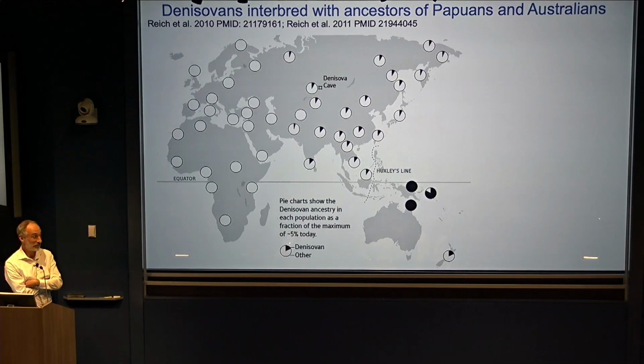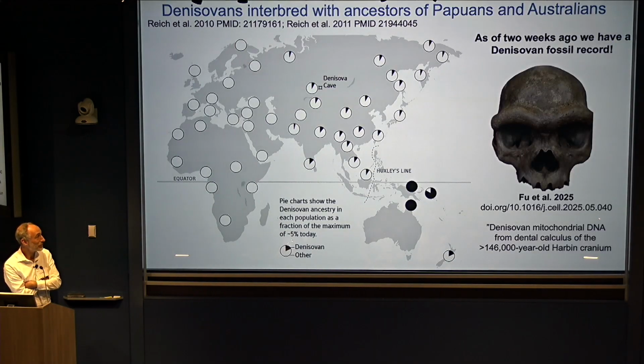Here's the proportion of this Denisovan ancestry throughout the Old World. You see there's very little of it in Europe or in Africa, but if this full circle represents 3 to 5%, there's maybe a 20th of that throughout East Asia. So it's another group of humans, not Neanderthals, that in some places left an even bigger impact than did the Neanderthals. We now know as of 2 weeks ago what these people looked like.